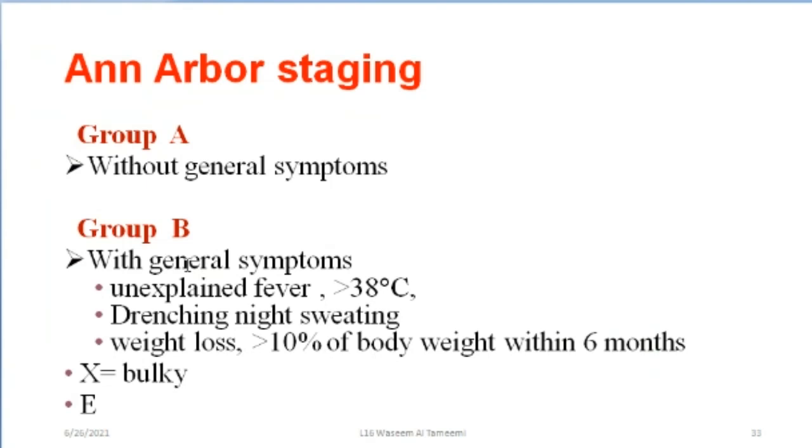فاذا مثلا واحد عنده سيرفايكال ليف نود وعنده فيفر بيرسيستنت اقول عليه ستيج 1 بي، واحد عنده سيرفايكال جروبز اوف ليف نود اند ابدومينال جروبز اوف ليف نود ابوف اند بيلو اقول عليه ستيج 3، وياها عنده ويت لوس اكثر من 10% خلال 6 اشهر اقول عليه ستيج 3 بي.